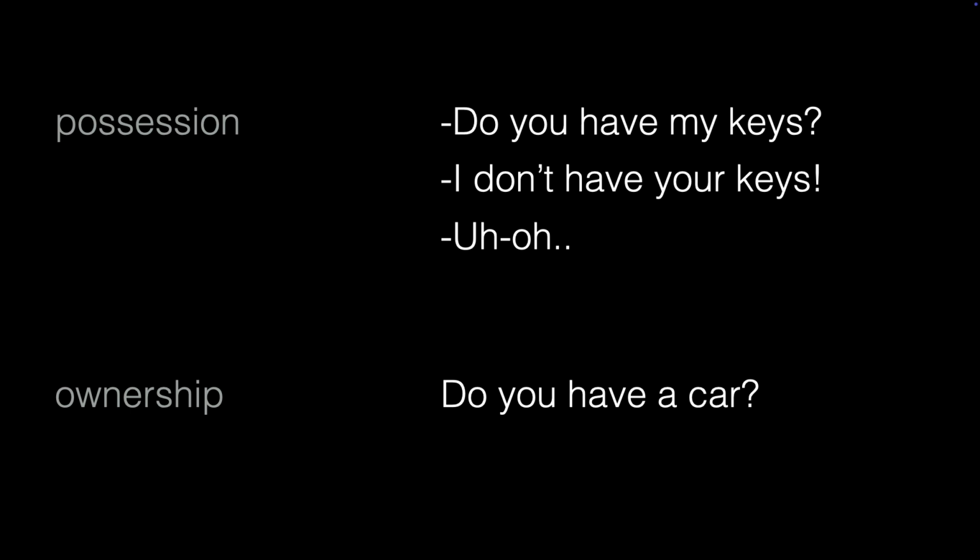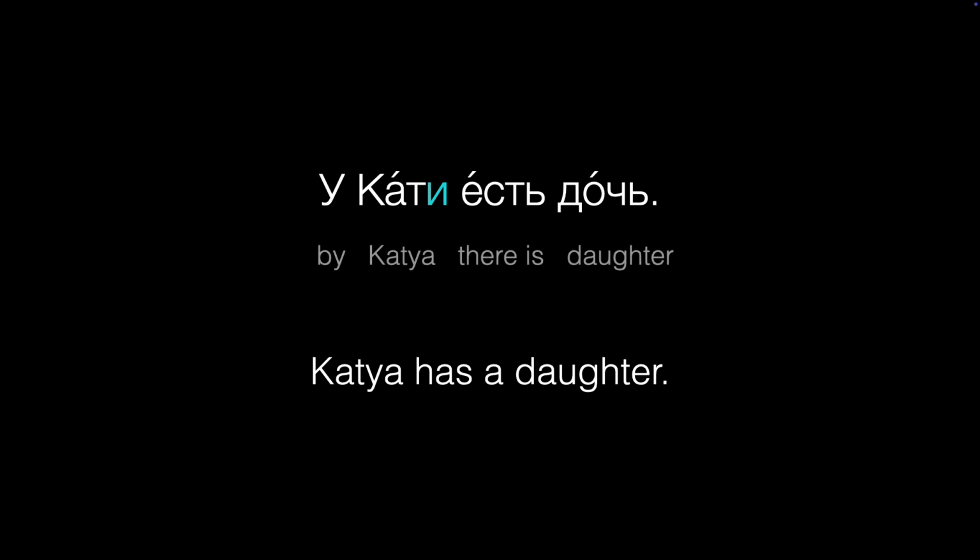In Russian, we'll express this kind of relationship in a very different way. To express that Katya has a daughter, we'll say, "У Кати есть дочь." But a literal translation would be, "By Katya there is daughter." We're using the preposition "у" with the genitive case of the person who has something. Then есть, meaning basically there is or there are, followed by the nominative case of the thing or person possessed. Now, why nominative? That's because in the Russian construction, the daughter is the subject. Literally, by Katya, there is daughter.